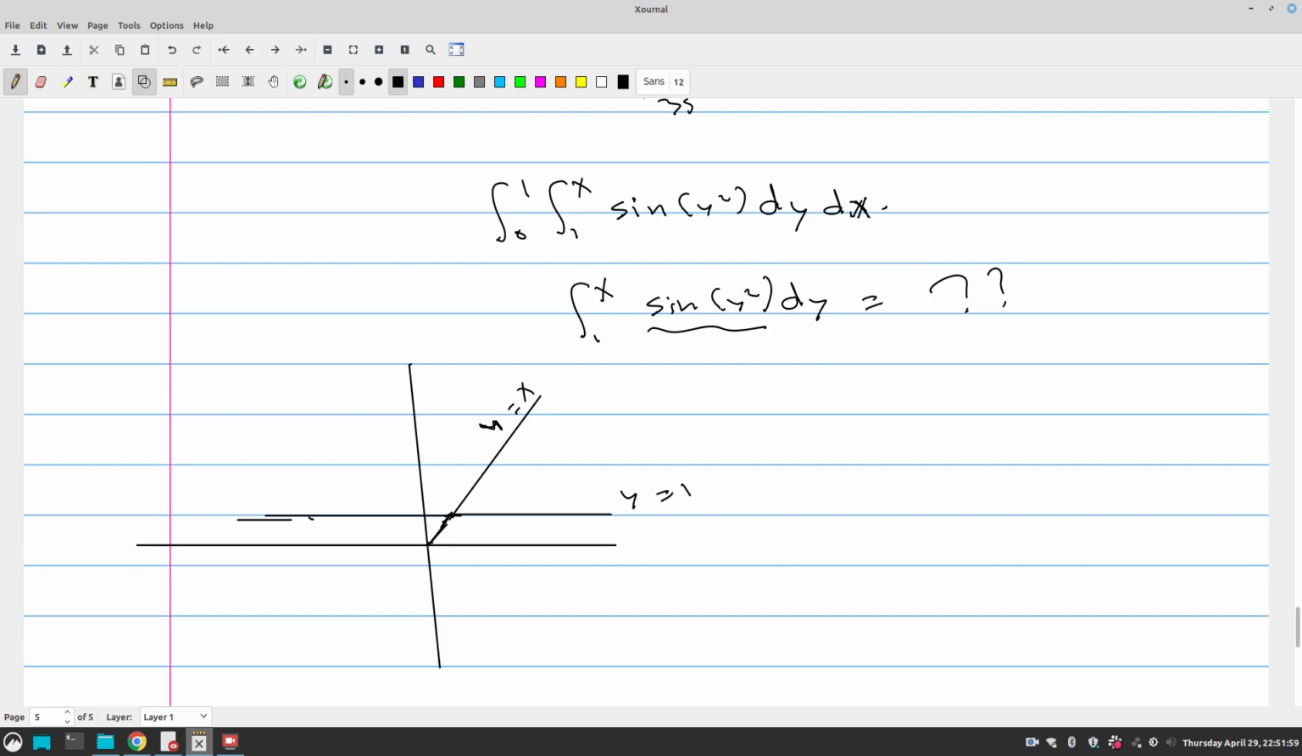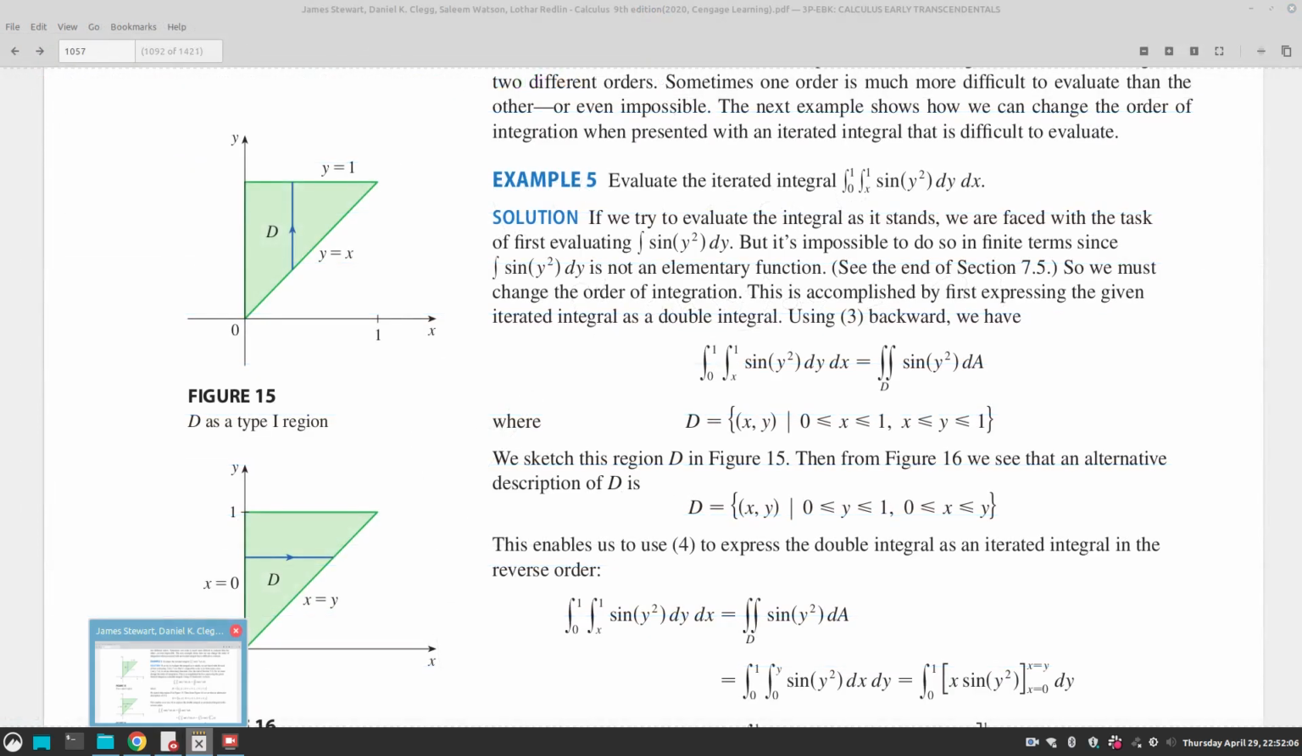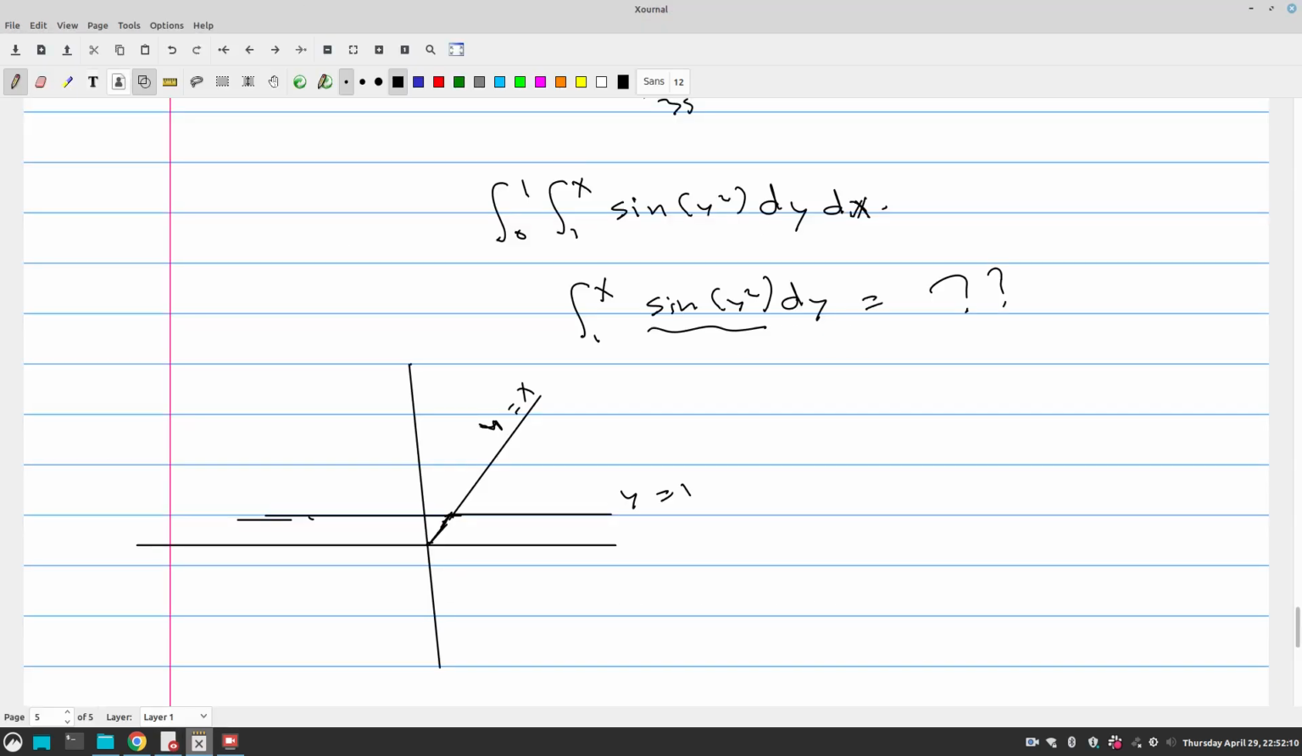And for y to go from 1 to x, if you look at the region, I'm sorry, not 1 to x, from x to 1. Y goes from x to 1, not 1 to x, x to 1.